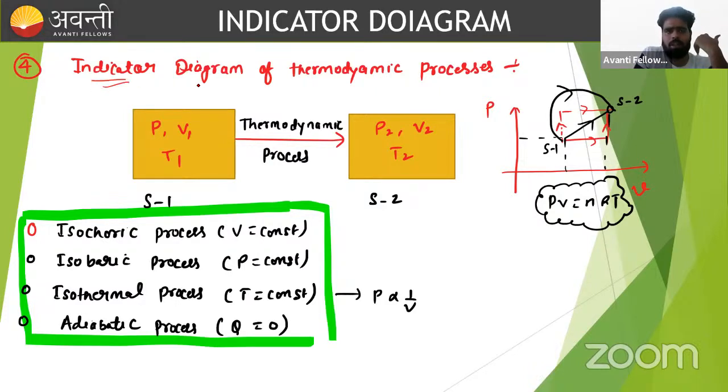What is the meaning of indicator diagram? That PV diagram is known as the indicator diagram. If volume is constant, it is isochoric; pressure constant is isobaric; also isothermal and adiabatic. Adiabatic means, beta, a very fast process. There is no time for heat transfer, so we can say heat transfer is 0. Okay, beta. And this is applicable: PV equal to nRT.